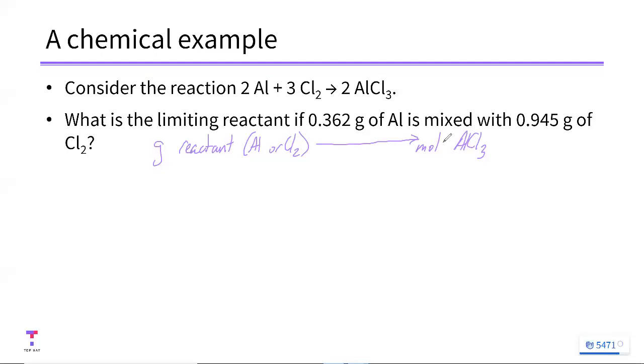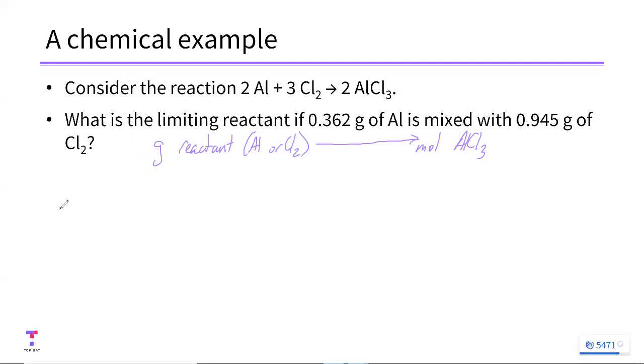But if I'm just trying to compare, if I'm just trying to figure out which one's going to run out first, I can stop at moles. Because, again, I'm just trying to get them to a place where I can compare them directly. And to compare them directly, I have to have them both in the same unit, and they have to be talking about the same substance.